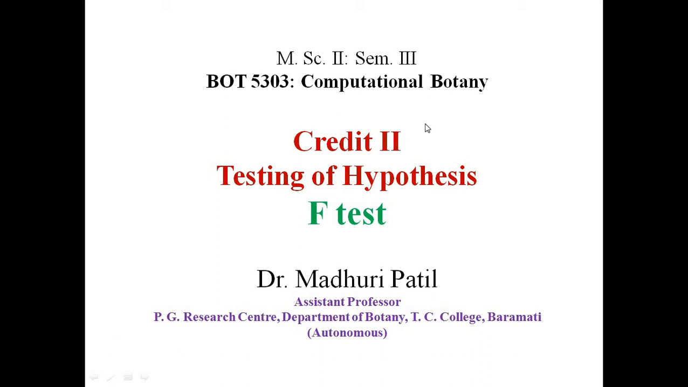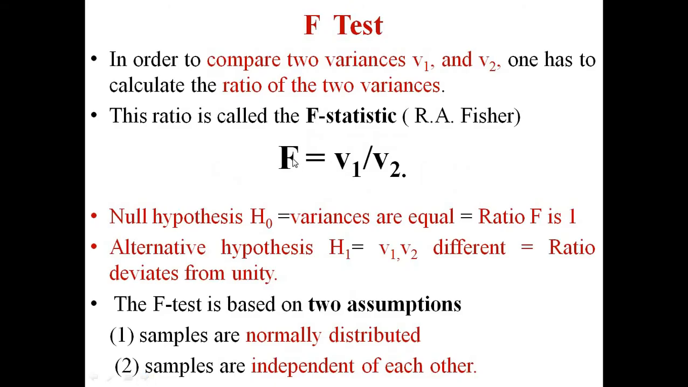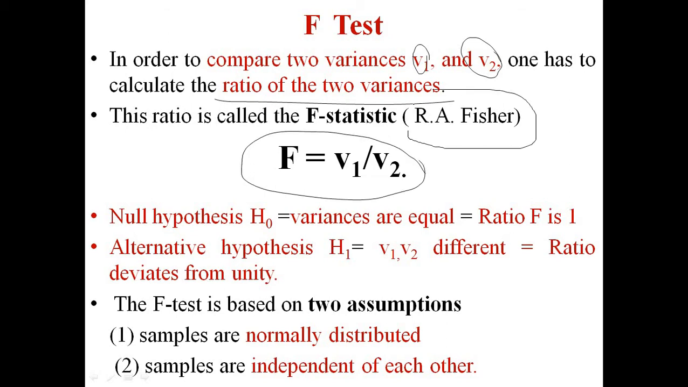From testing of hypotheses, today we are concentrating on another test which is used for qualitative data, and that is nothing but the F-test. This test is used in order to compare two variances, denoted by V1 and V2. The ratio of the two variances is the F-statistic, and this was first given by Fisher.